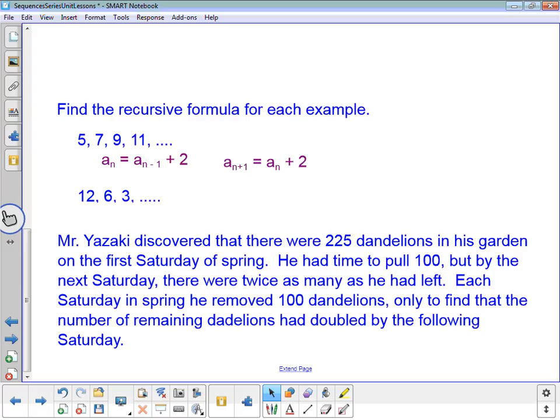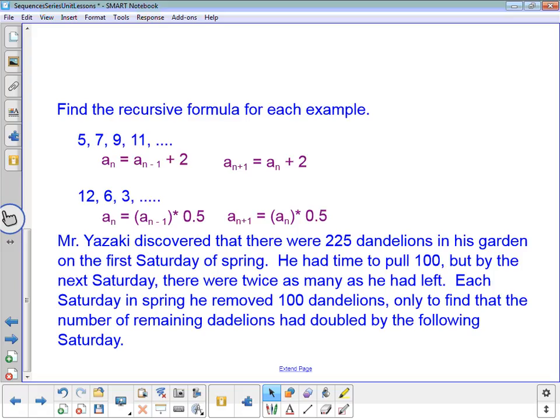Let's look at the one that's 12, 6, 3. We can see with those terms that it's geometric. We're multiplying everything by a half from the one before. So if I want to find the next term, a sub n plus 1, I'm going to take my current term and multiply it by a half. So to find the next term, I take the one I'm on and multiply it by half. Or once again, I can say I take my last term and multiply it by half to get the one I want.